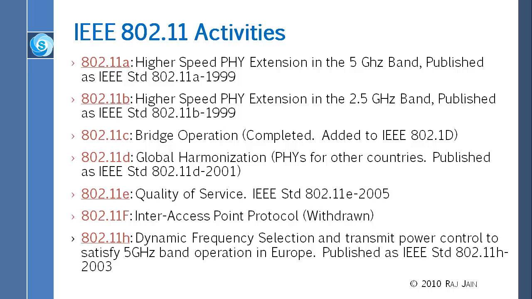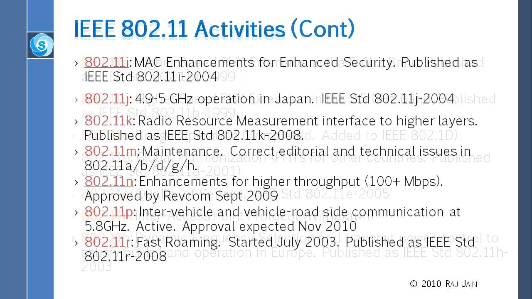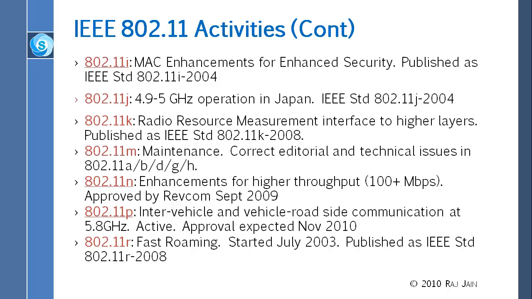11E is the quality of service. So when you read papers about Wi-Fi, some of these numbers come up, and there are a lot of papers on 11E. 11E is quality of service, and obviously the academics are very much interested in it, and so there are lots of papers on 11E. 11F is the inter-access point protocol, doesn't exist anymore. 11H is the dynamic frequency selection and transmit power control to satisfy 5 GHz band operation in Europe. Okay, so they have some rules as to how you select the frequency and control your transmit power. So for that one they have 11H.